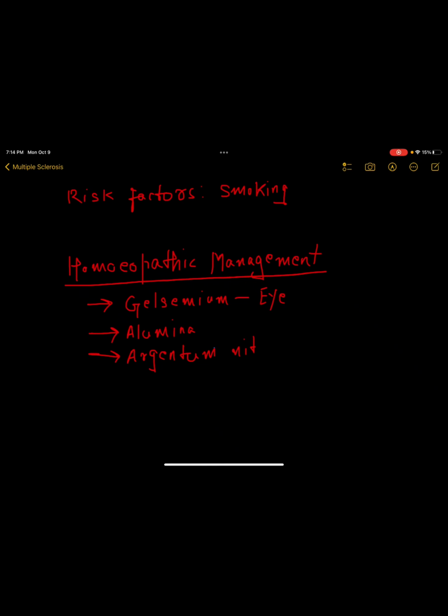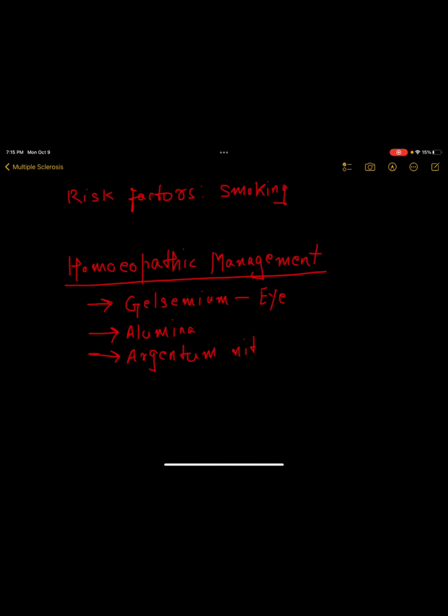So now the risk factors which are responsible for the development of multiple sclerosis. The first is, as I told you before, genetic predisposition, meaning family history, and the second is environmental factors like people living in colder climates, females, and smoking. Smoking is very much responsible for the development of multiple sclerosis.